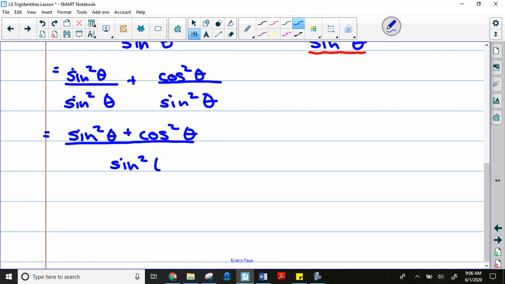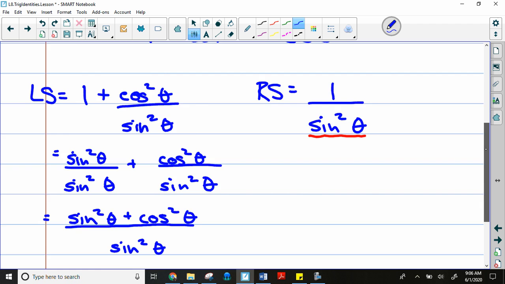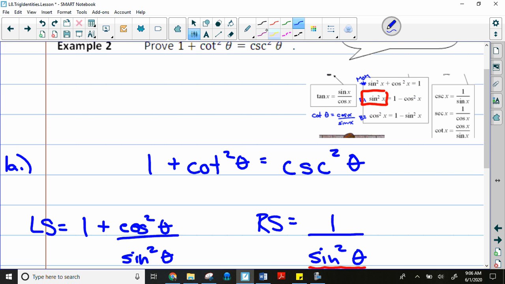I really like this. Now I've got an expression that's almost there. I've got a denominator that says sine squared theta. Now I just need sine squared theta plus cos squared theta. I need to make that into a 1. Let's go back to our toolbox. Sine squared theta plus cos squared theta is a 1.